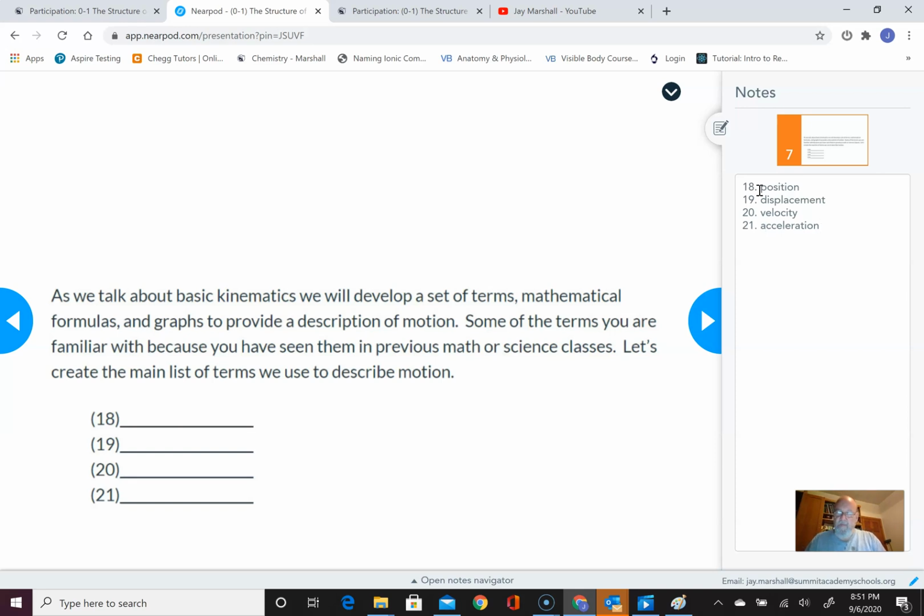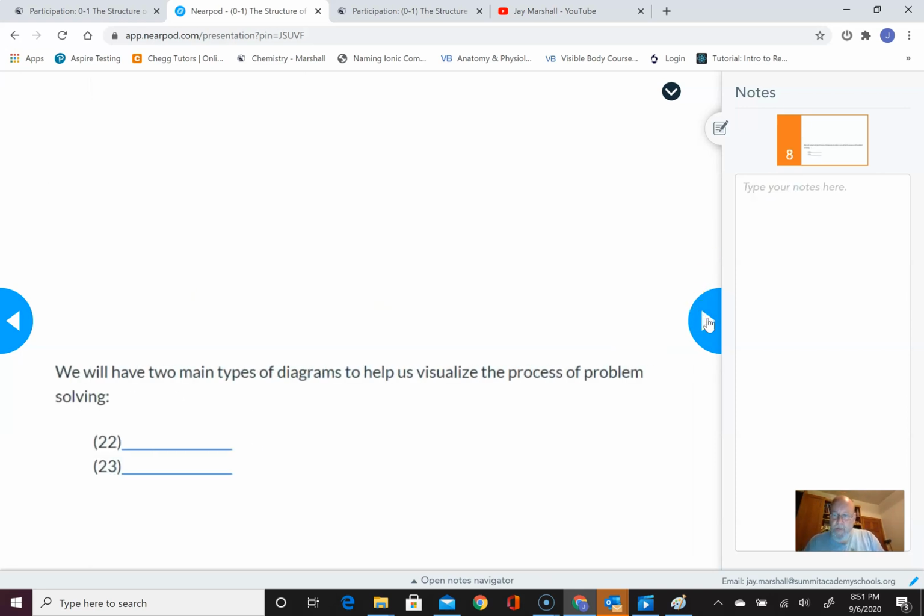Okay, so these are going to be our 4 key terms that we use to describe motion. Let's go ahead and go to the next slide. Okay, now we're also going to have 2 main types of diagrams to help us visualize the process of problem solving. We're going to look at one of these right now real briefly, and the other one we'll wait for a little bit to look at.